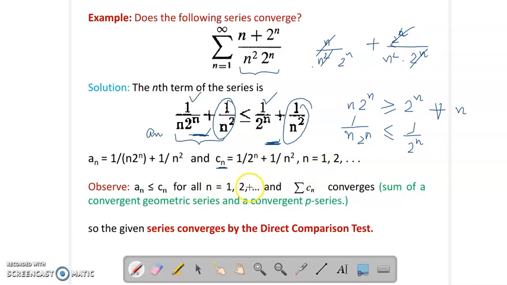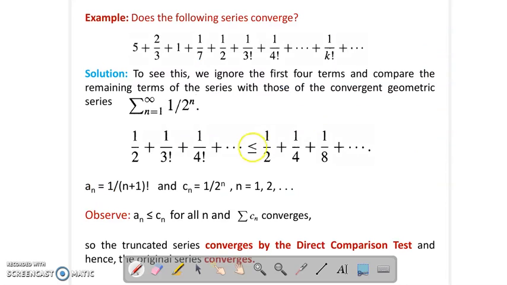N varies from 1 to infinity, and you observe that an is less than or equal to Cn for all n, and we also know that this series summation Cn converges. Why? Because this is a geometric series with common ratio 1 by 2, and this is a p series which converges because p is greater than 1. And the sum of two convergent series is again a convergent series. So we conclude the convergence of this series summation Cn, and by the direct comparison test we conclude the convergence of the given series summation An. Right?